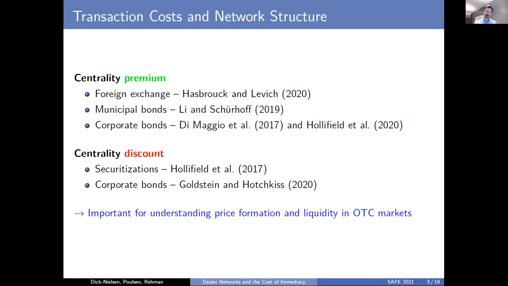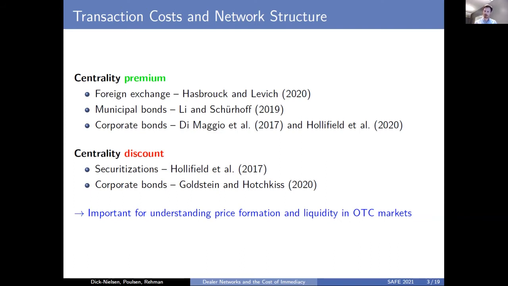Now, identifying how network position affects transaction costs is important for understanding price formation and how liquidity is provided in OTC markets. Now, there are various economic channels that can rationalize either the existence of a centrality premium or a centrality discount, but the key challenge empirically is to disentangle these channels from each other.